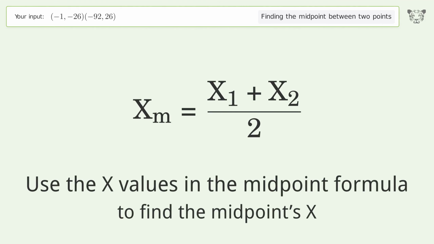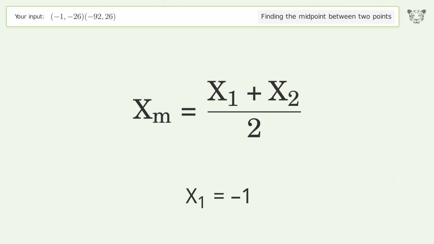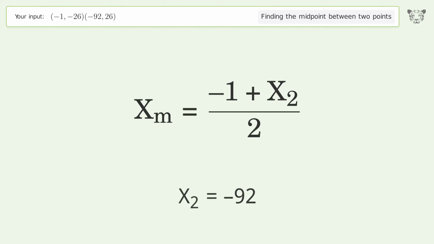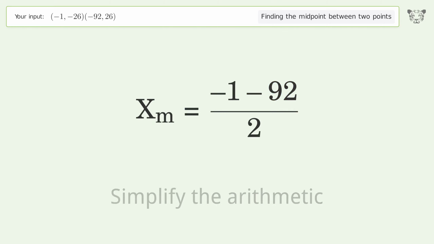Use the x values in the midpoint formula to find the midpoint's x. x1 equals negative 1. x2 equals negative 92. Simplify the arithmetic.